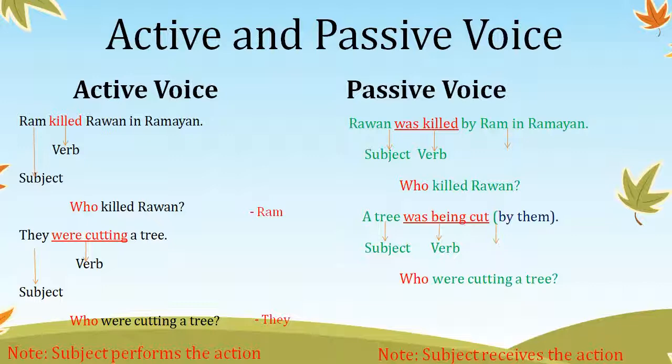Now in passive voice, now let's go. Ravan was killed by Ram in Ramayana. Here the subject is what? Ravan. What is the verb? The verb is was killed. Ravan was killed by whom? Look here, I am just showing you. Who killed Ravan? Ram only. Did you understand what I am telling you?